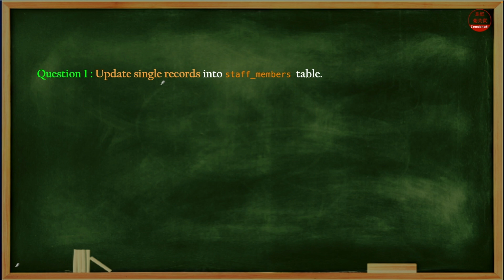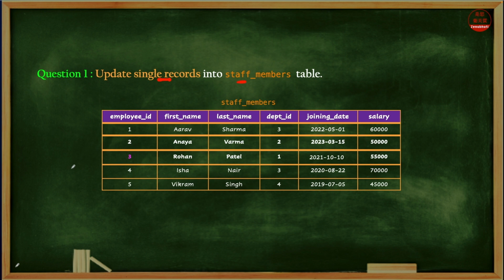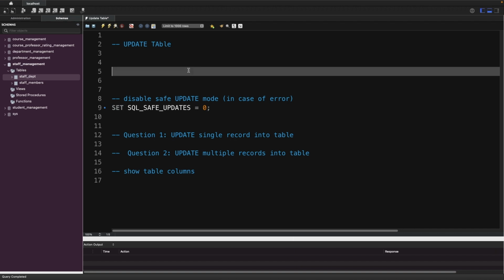The first question is to update a record in the staff member table. Here we are going to update the third record, and we are going to update the date. We will be updating the old date with the new date. This is 2011-11-11. In this we are going to use the update statement to update one or more or all records.